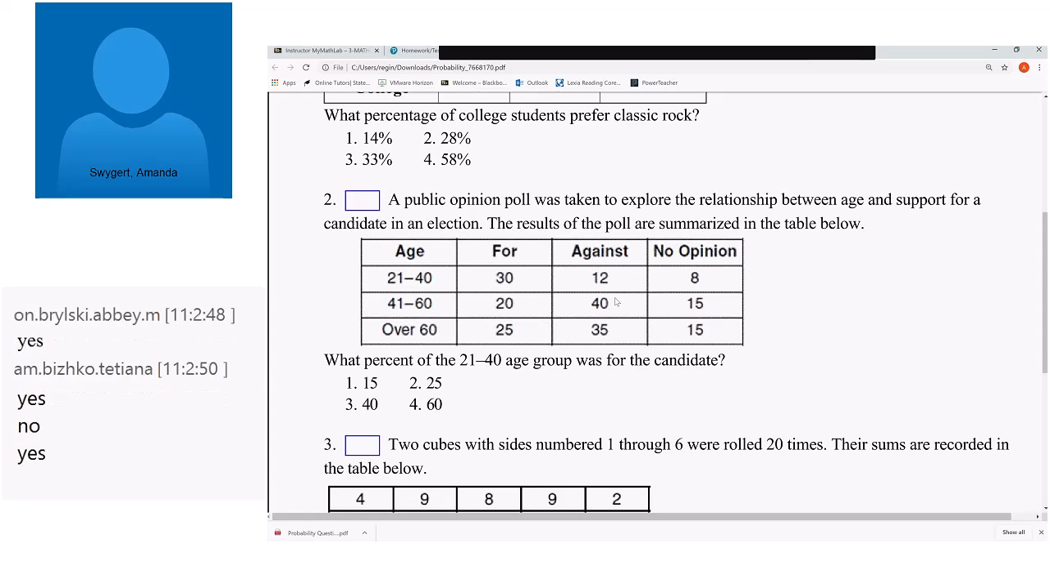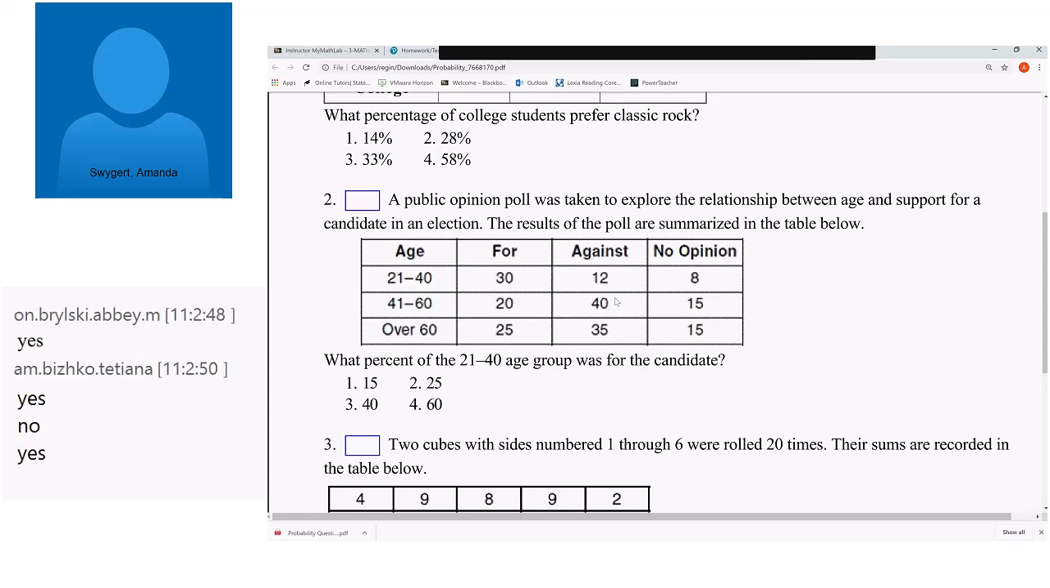Now, what if I just ask you a more general question instead of specifying a certain age group? If I ask you how many people were surveyed, what would you need to do? Add all the people. Yeah, you'd have to get all of them, right? So if they're not being specific to a certain group, you need to make sure you get an overall total of how many people were surveyed or how many people were asked in this poll.